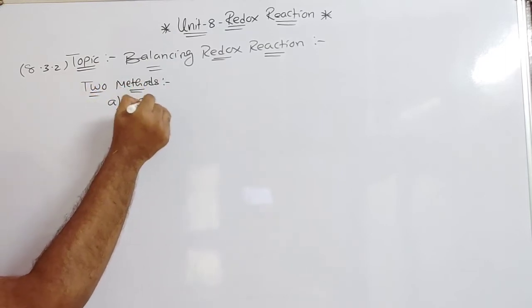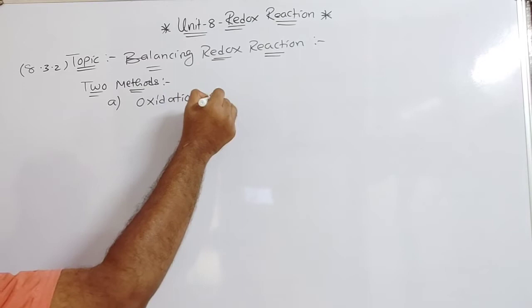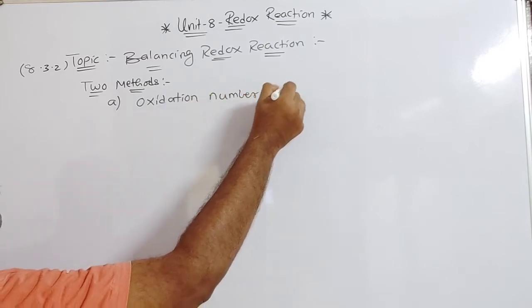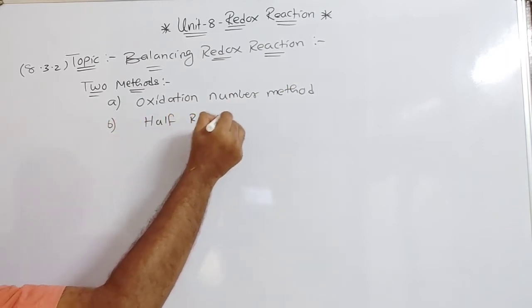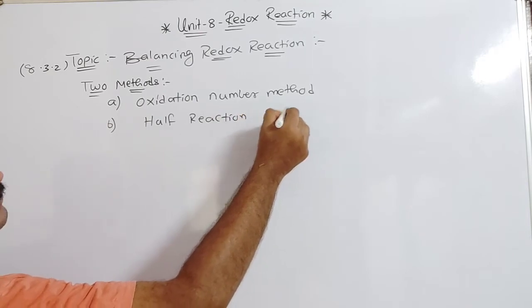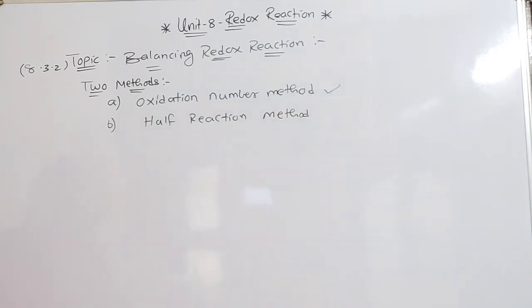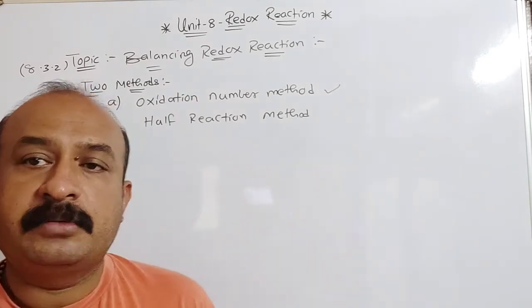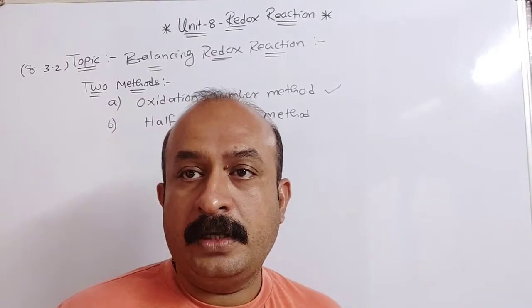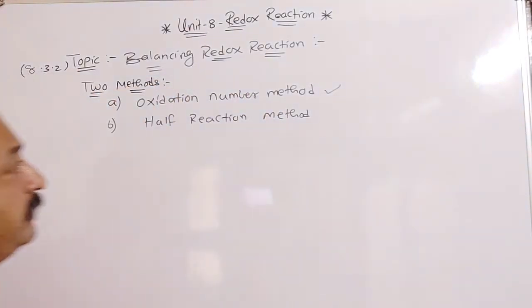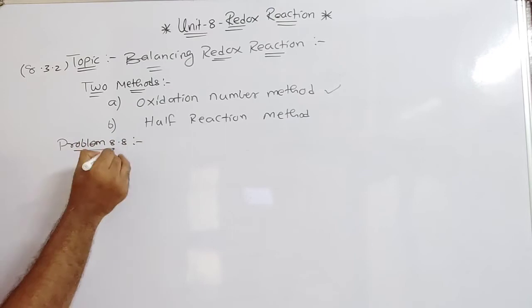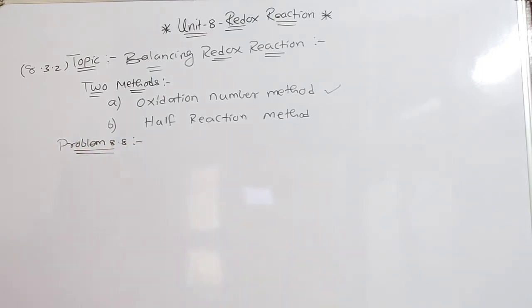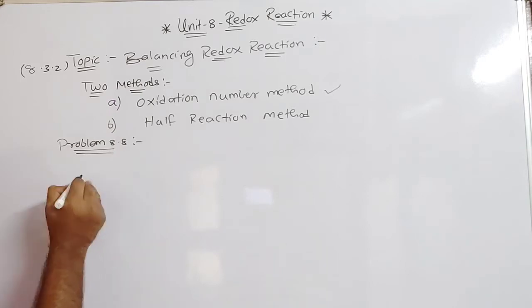Method A is the oxidation number method, and the second method is the half reaction method. Out of these we'll first be discussing the oxidation number method. To explain this method we will be taking problem 8.8.